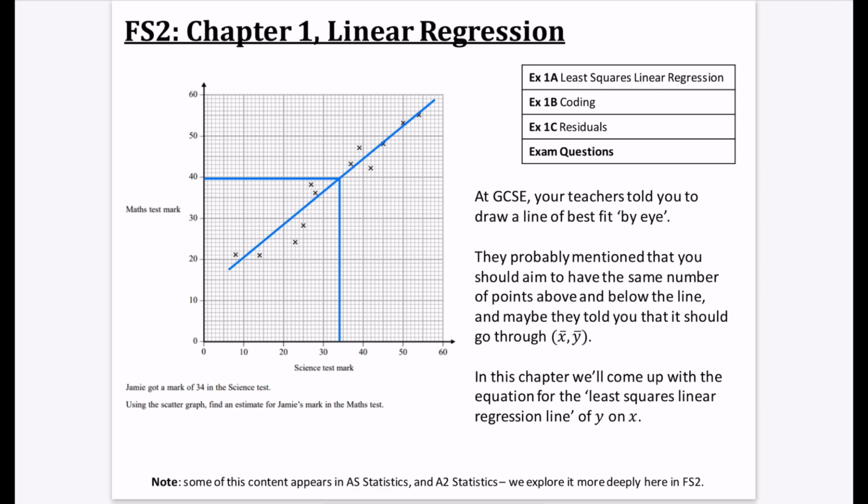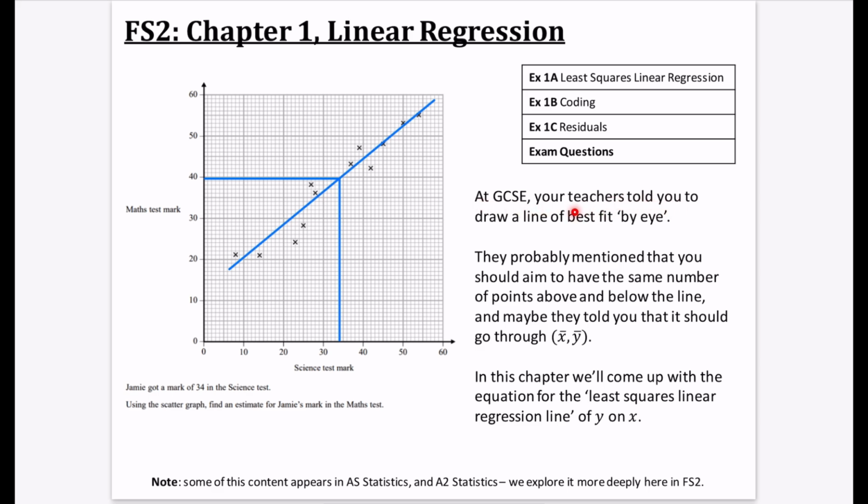And basically what we're going to try and do here is come up with the best equation that we can find for a line of best fit. Rather than just doing it by eye, we're going to see if we can come up with the best line of best fit that should fit the data.